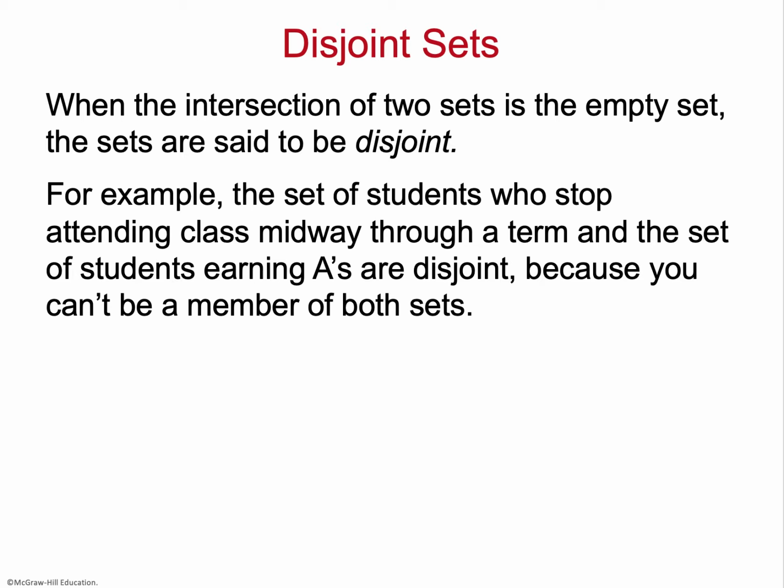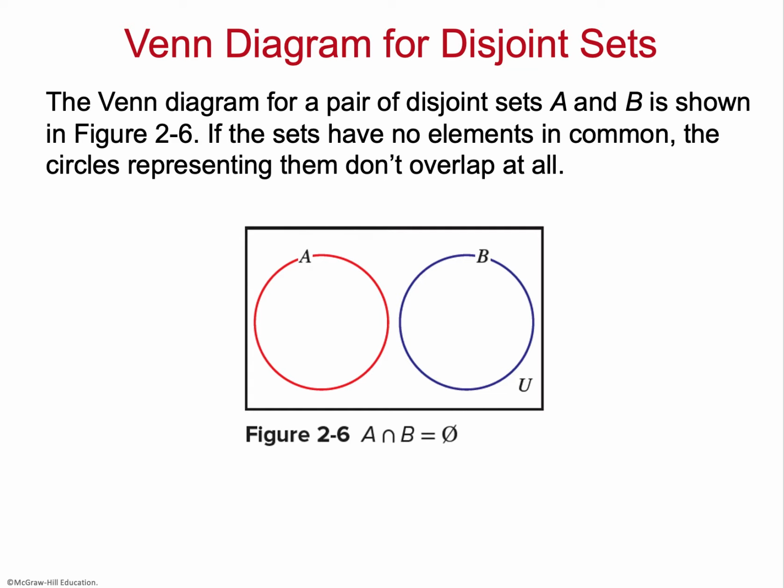So a disjoint set is going to be the intersection of 2 sets that's the empty set. So meaning that there's nothing really common there, it's going to be called disjoint. So if students who stop attending class midway through the term and the students earning A's are disjoint, it's because you can't be a member of both. Nobody is in common with both sets. So when we see this, we actually separate out the circles in the Venn diagram because there's no overlap. There's no values that cross over between set A and set B.